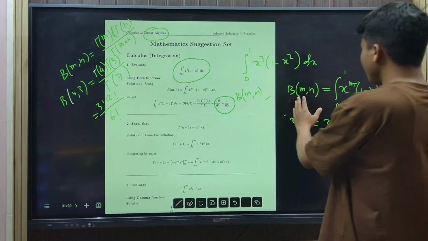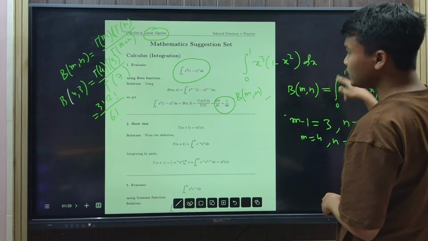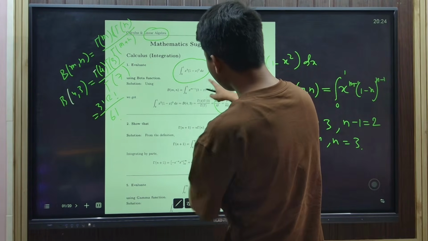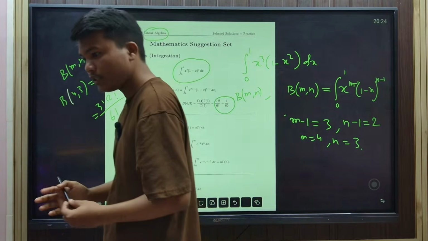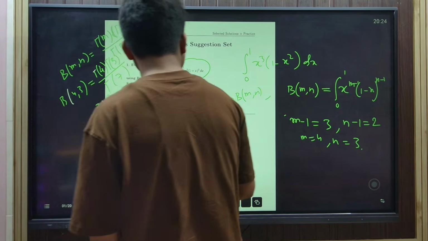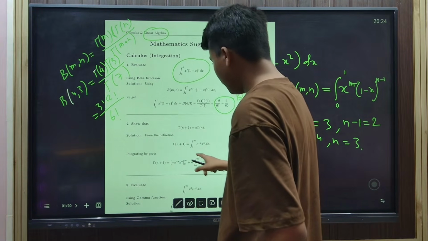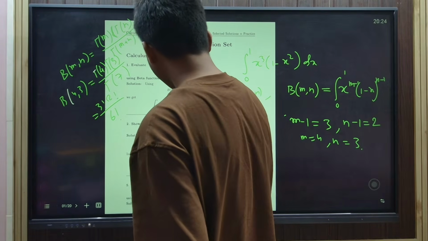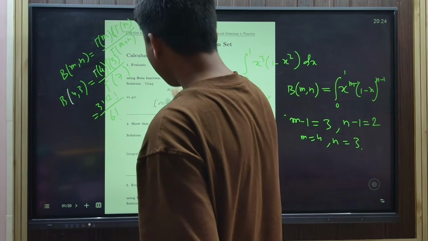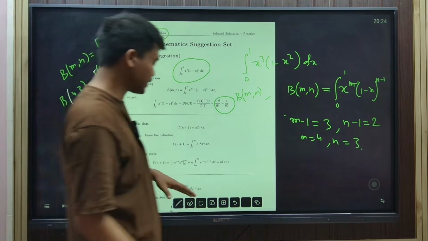The definition of the beta function says that beta of m comma n is the integral from 0 to 1 of x to the power m minus 1 into (1 minus x) to the power n minus 1 dx, right? So this is the beta gamma function. Now the next problem: you have to show that gamma of n plus 1 exactly equals n gamma n. There are some lists of questions here, and you have to solve each and every question as a suggestion.